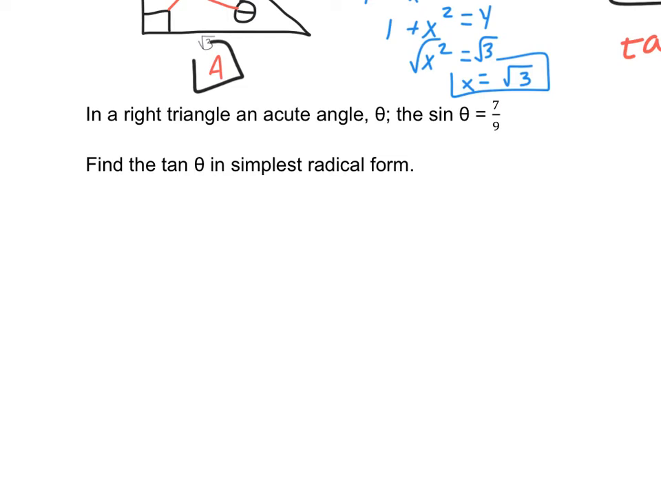over 9. We want to find tangent of theta in simplest radical form. So for this question, we don't want cos, we just want tan. The first step, and the first step only, is to draw your right triangle. So we're going to draw our right triangle. You know what, that doesn't look like a right triangle. This is when you guys are going to be like, what the heck is he doing? So I'm going to redraw it.